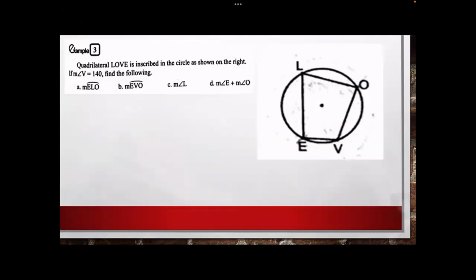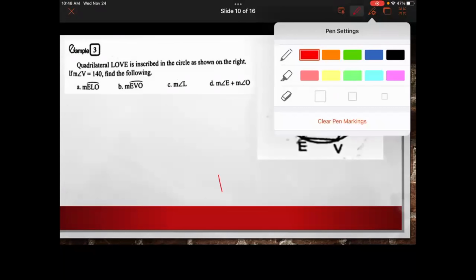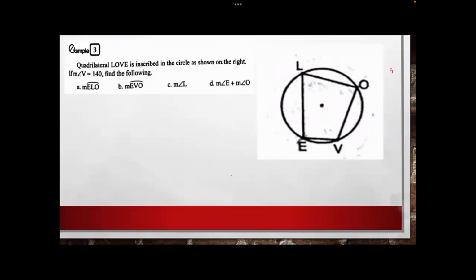Okay, next is quadrilateral LOVE is inscribed in the circle as shown on the right. Sa right po siya. It's on the right. If angle V is 140, find the measure of the following. Yan. So, nakalagay dito, let's use red. Yan. So, nakalagay dito ay angle V is 140. So, nakalagay dito, this is 140 degrees. Kung angle V daw is 140.